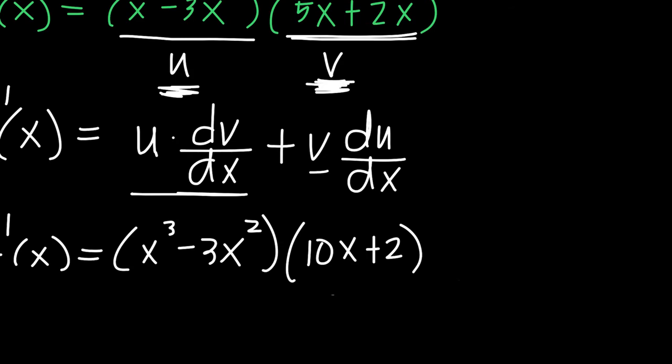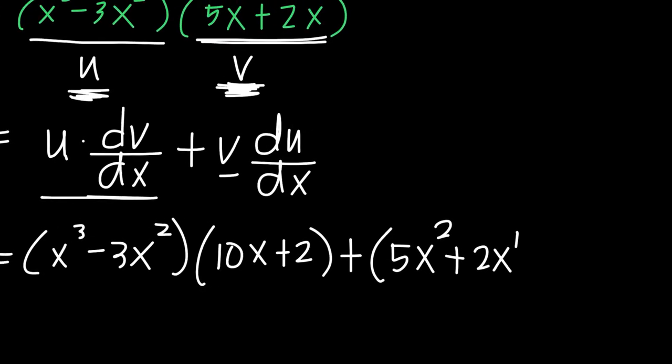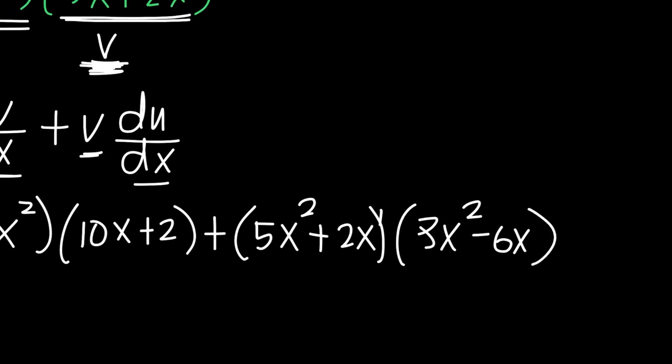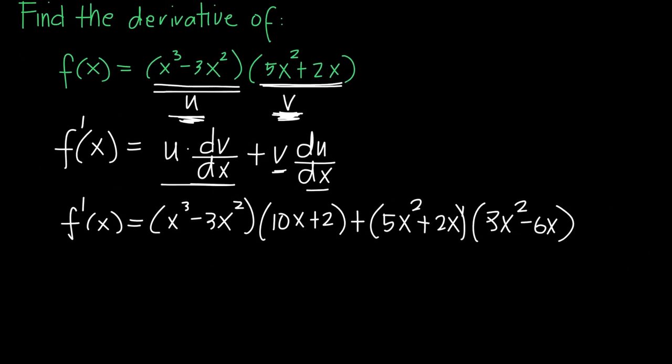So how do you apply v du over dx? You copy the v, so there's a plus sign, you copy the v, 5x squared plus 2x, and then you multiply that v with the derivative of u, because it says v du over dx. So differentiate u, that is x cubed minus 3x squared. Derivative is 3x squared minus 6x. So 3x squared minus 6x.